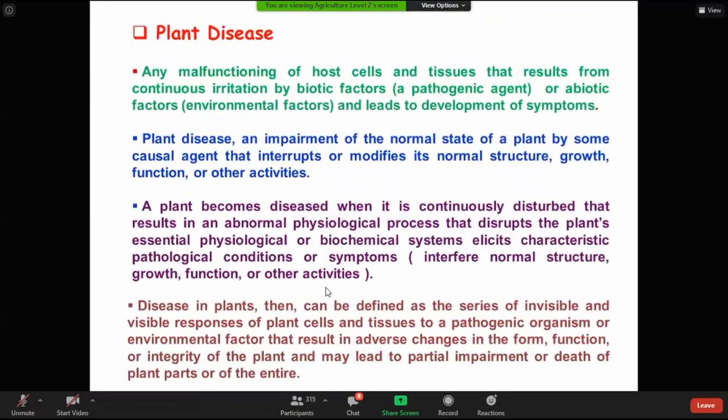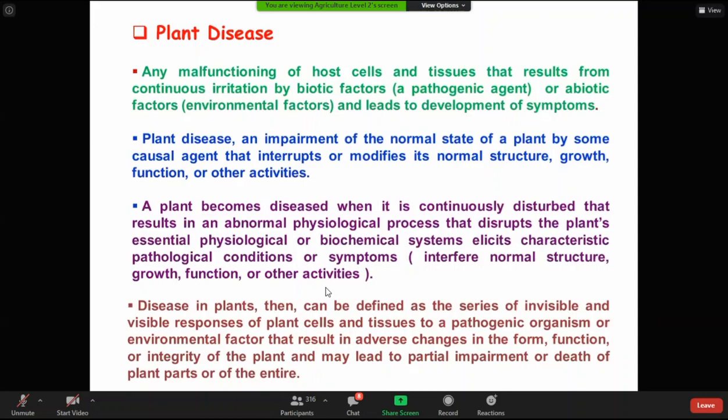Then you see, after plant pathology, basically what are the microbes doing? They cause disease in the crop plants. We call it plant disease. So what is plant disease?